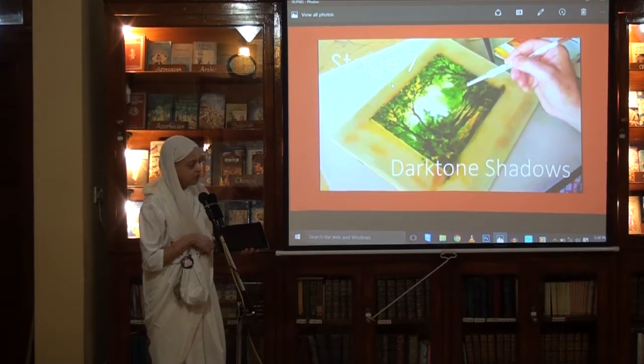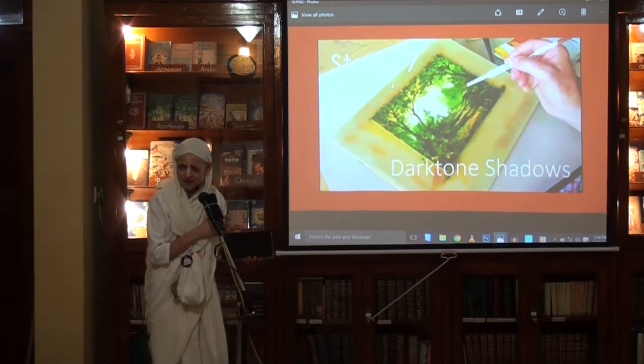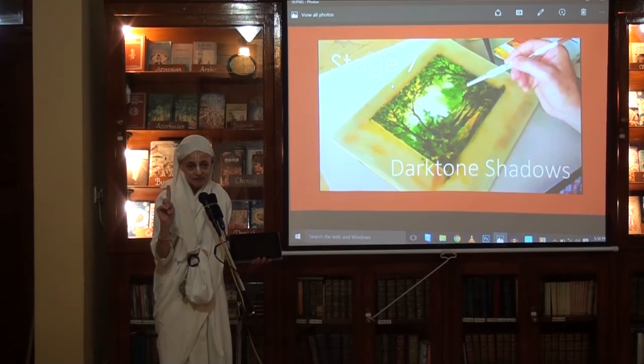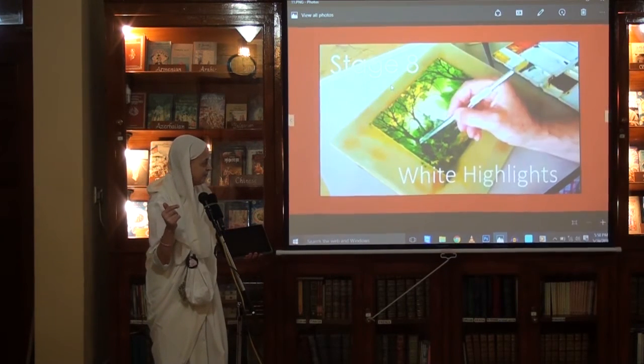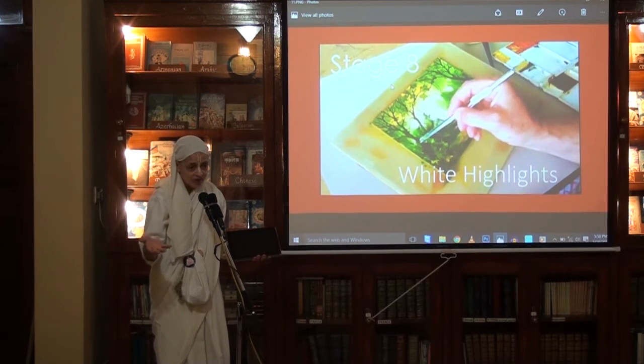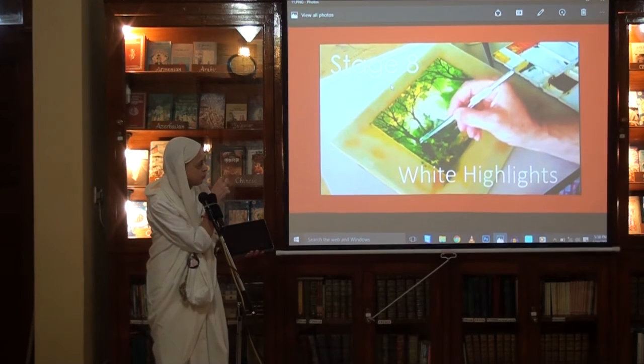Dark tone shadows. Have you noticed now the thing is looking quite like something I can recognize? And how many steps? Seven. We only have one more. What's next? Highlights. If you read and study, we want to know what the highlights are, right? What's important for me to remember? Without the highlights, that's just white.